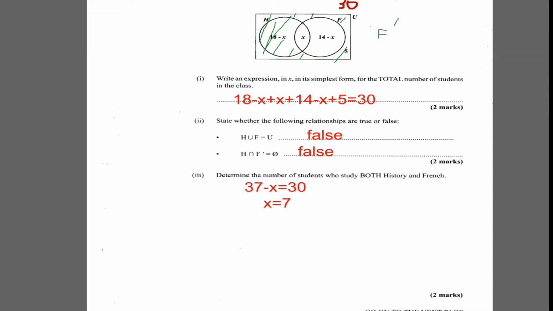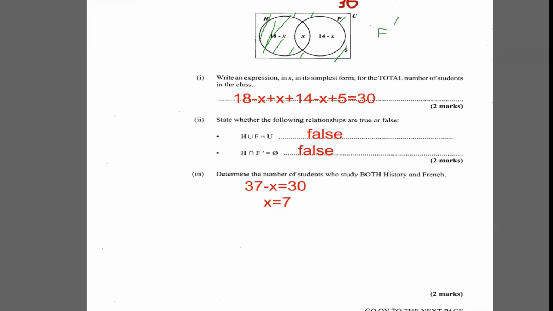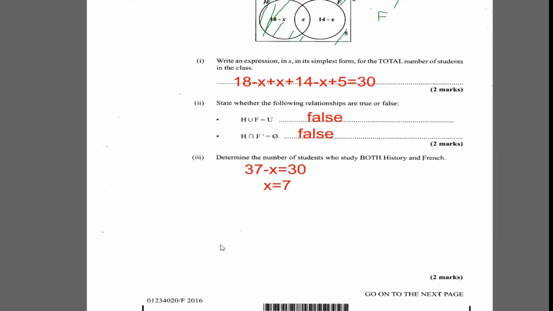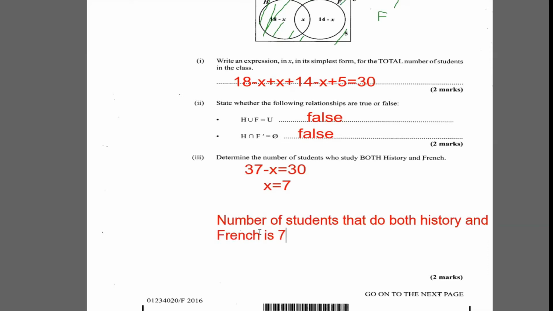All right, so if x is 7, what does that mean? That means that the intersection is 7, and that means that the number of students that do both history and French is 7. 7 students do both history and French. All right.